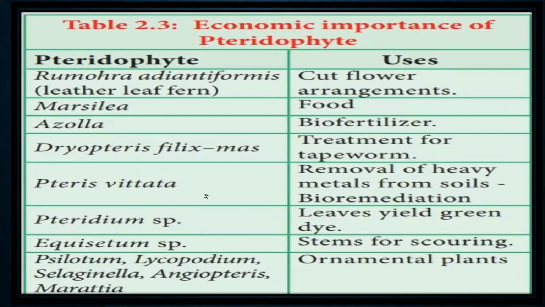Pteris vittata is used to remove heavy metals from the soil, that is bioremediation. Pteridium species, the leaves of this plant yield green color dye. Equisetum species, their stems are used for scouring. Scouring is nothing but rubbing on the surface of something to make it very bright and shiny. Psilotum, Lycopodium, Selaginella, Angiopteris and Marattia are all used as ornamental plants.